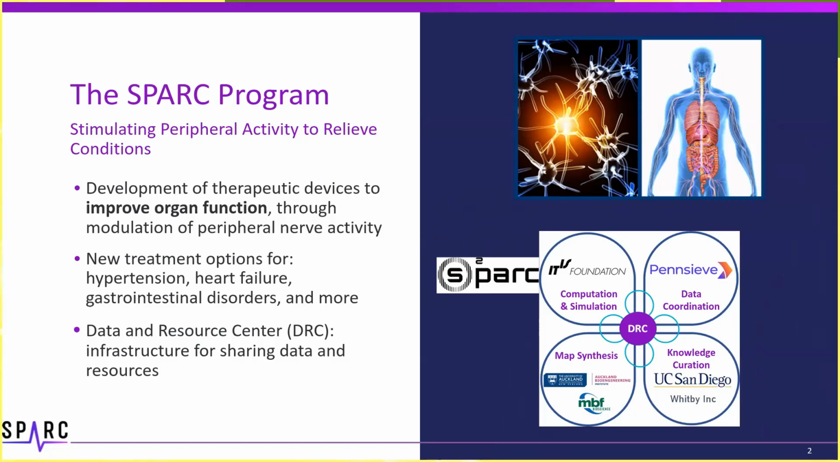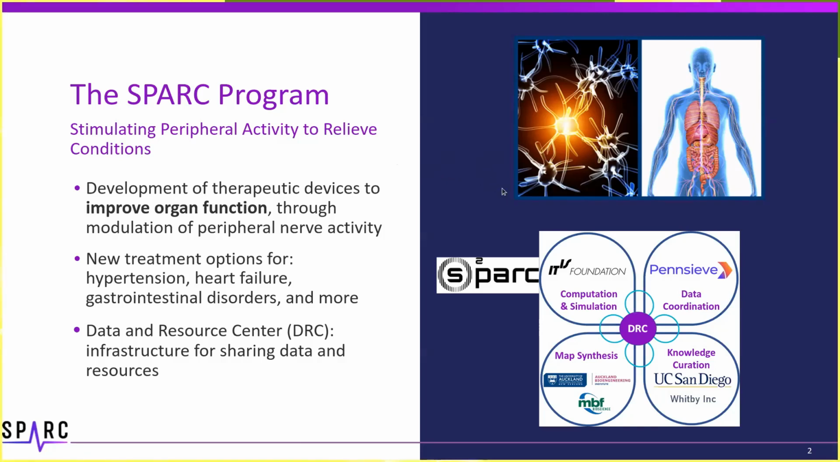The SPARC program is an NIH-funded program. The acronym stands for Stimulating Peripheral Activity to Relieve Conditions, and the aim is to develop therapeutic devices to improve organ function through modulation of the peripheral nerves. The applications are to relieve conditions such as hypertension, diabetes, or everything that is linked to the autonomous nervous system.